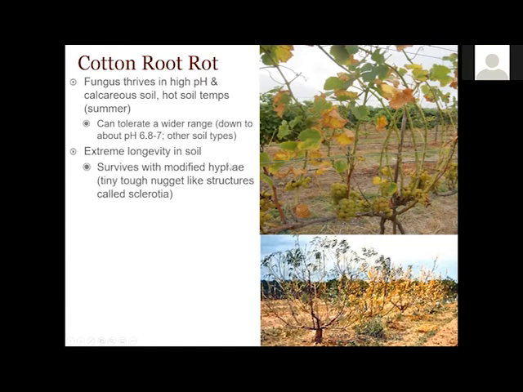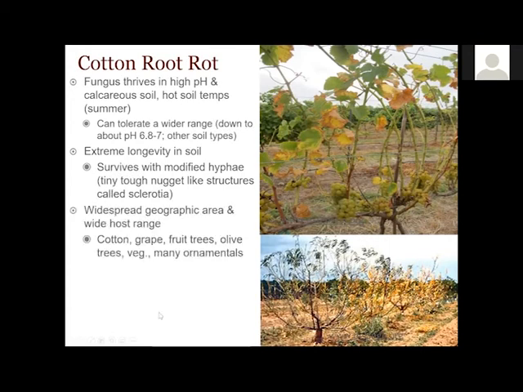And this does have extreme longevity in the soil, at least 100 years that we know of. It survives with little modified hyphae that are like little tiny pebbles or nuggets called sclerotia. So those little tough structures can live for a very long time in the soil.